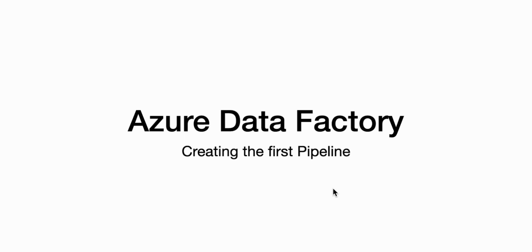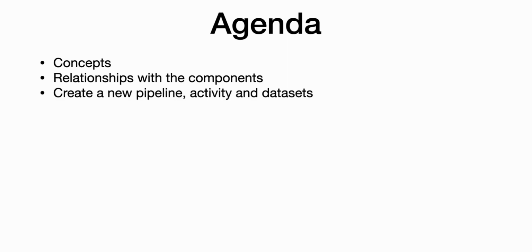In this video, we will be talking about three things. One of them is going through the concepts that we already discussed in the previous video. If you haven't watched that video, make sure that you watch all the other videos. The next thing is the relationship with the components. And we'll also be creating a new pipeline along with an activity inside it, and that will also have two data sets. So without spending any more time, let's get started.